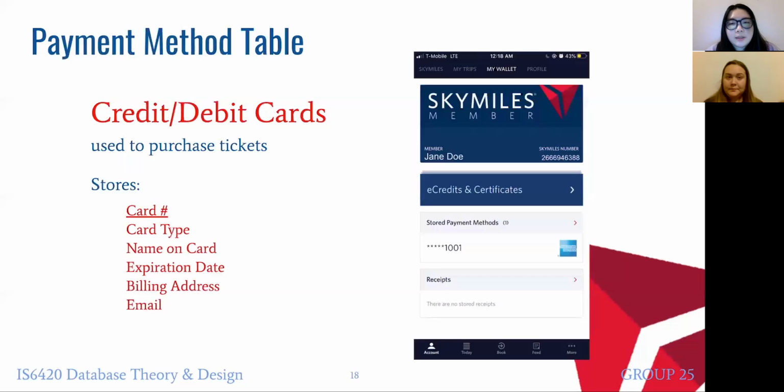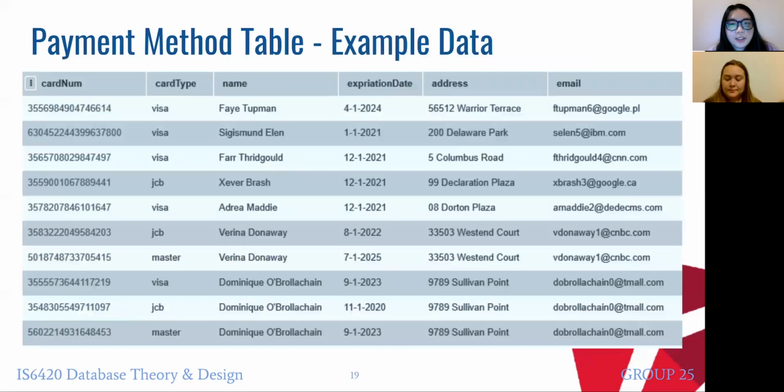The payment method table is used to store our credit or debit card information that you can use to purchase plane tickets. The primary key is card number with email as a foreign key. Here's a sample of what our payment method table will look like when populated with credit cards.